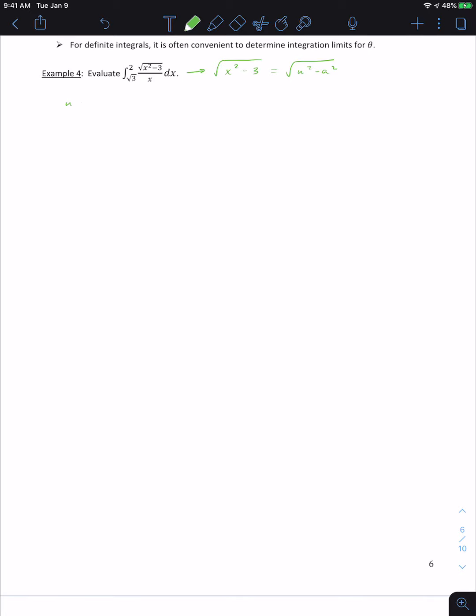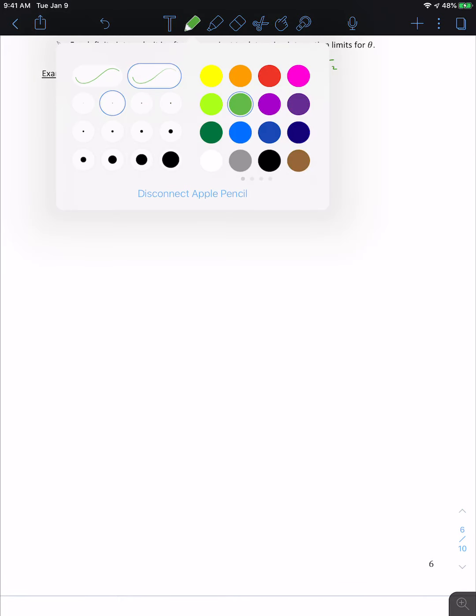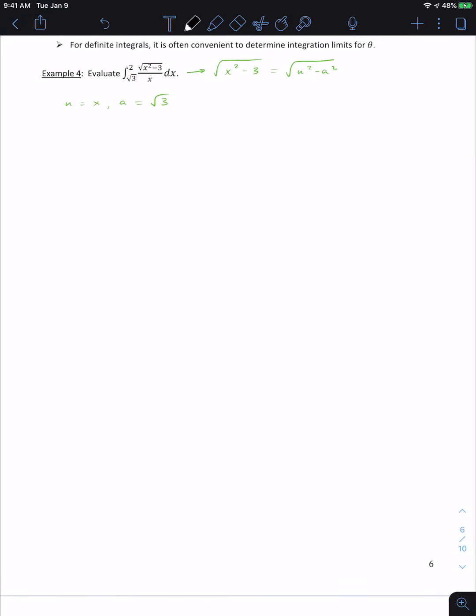Again, we have to be kind of careful here. Our u is what's being squared, so that's x. Now our a, what do we square to get 3? Because remember, we can't just put 3 here, but we square radical 3 to get a, right? So anytime it's not a perfect square that you're subtracting or adding, you have to do the radical part, right? So our substitution in this case is u equals a secant theta, right? So our u is x, our a is radical 3, and we get secant theta.